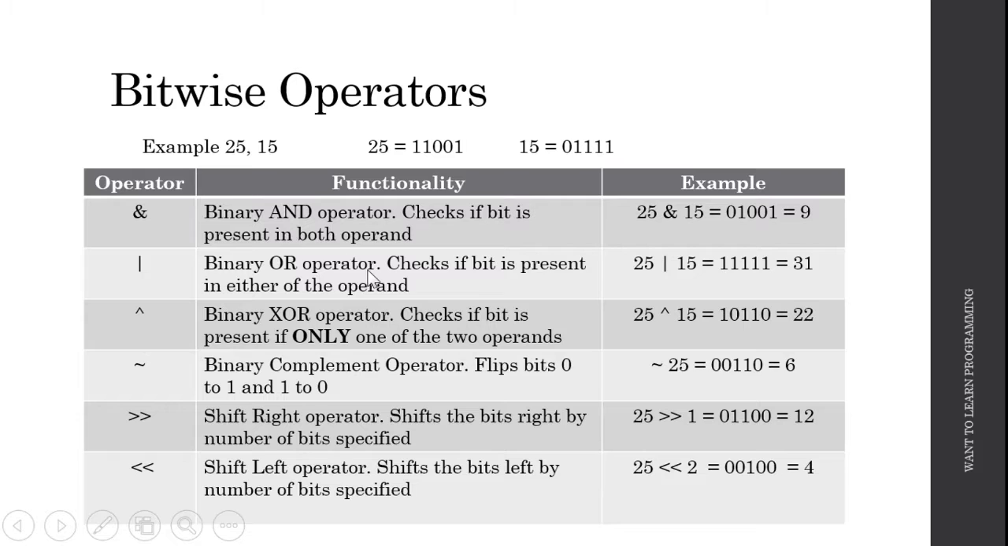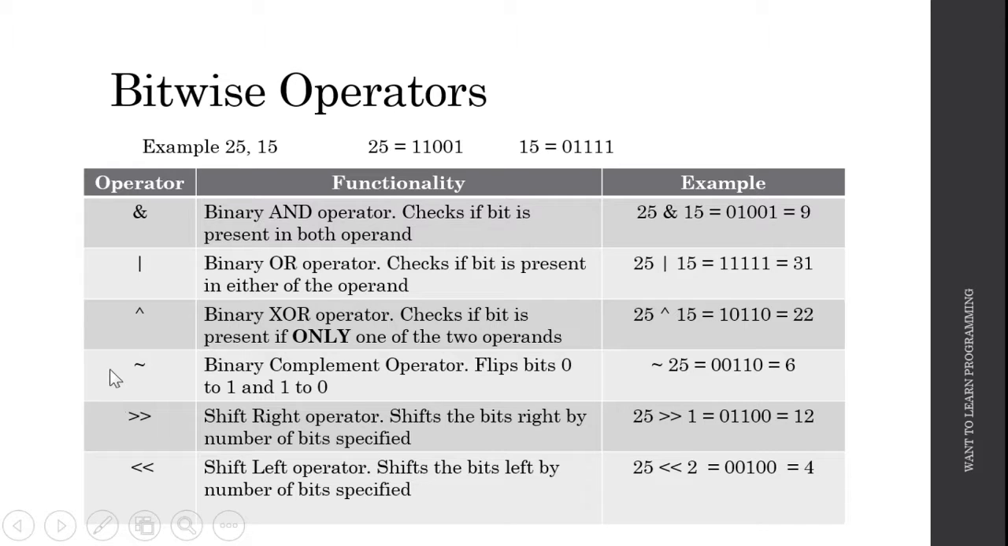This is the binary OR operator, which checks if either of the bits is 1. So 25 or 15 is 11111 because 1 or 0 is 1, 1 or 1 is 1, and so on. These five ones translate to 31 in the decimal system. This, we have already seen, is the binary XOR operator. It checks if the bit is present in only one of the two operands, that is, if both are dissimilar. So 25 XOR 15 is 10110, that is 22.